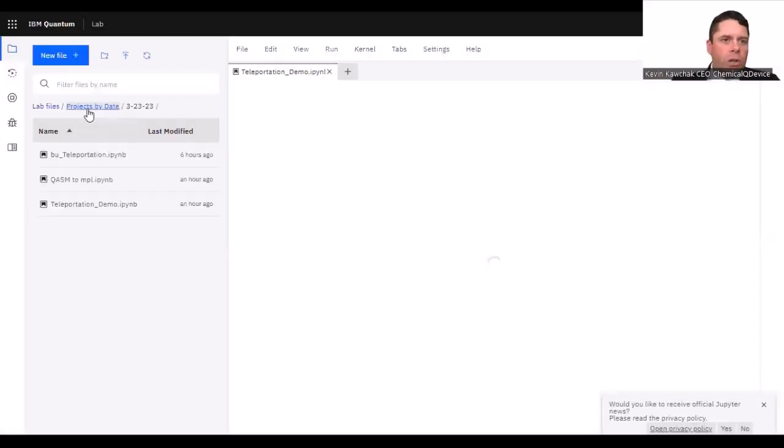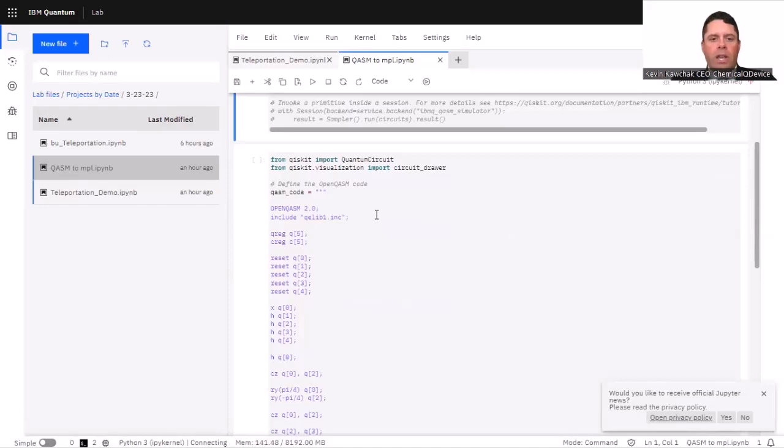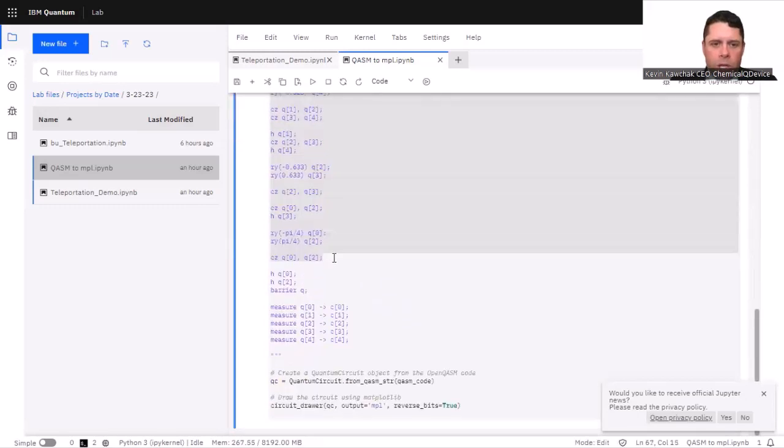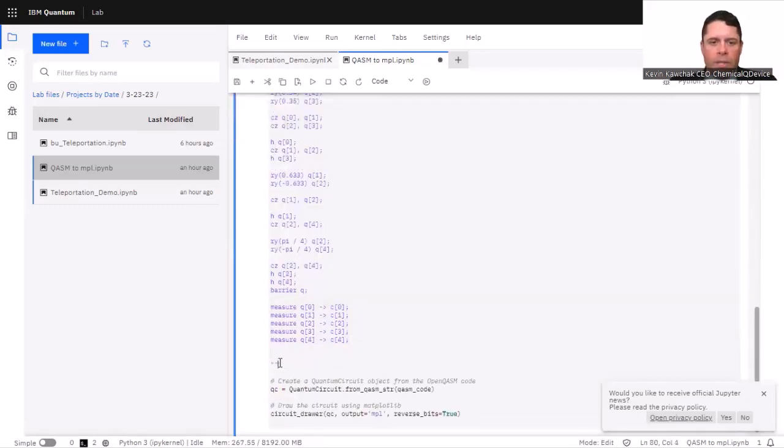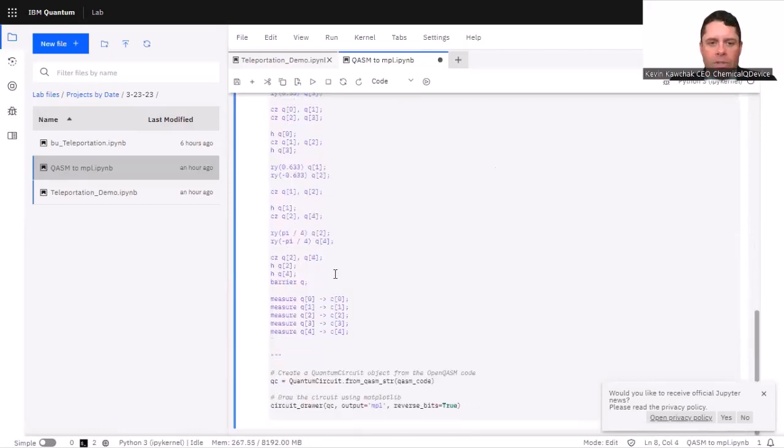Okay, so this is what it looks like, and it saved the last place I was at. Now there's this code that's QASM to MPL, and it's basically at this point you insert your code here. So I'm going to insert the code here. Now in this specific code, it's important to keep these triple double quotes. So you'll see the triple quotes here, and then the OpenQASM is here.